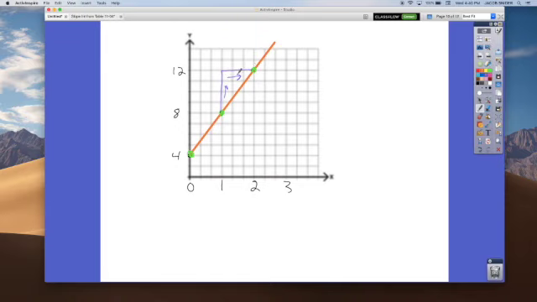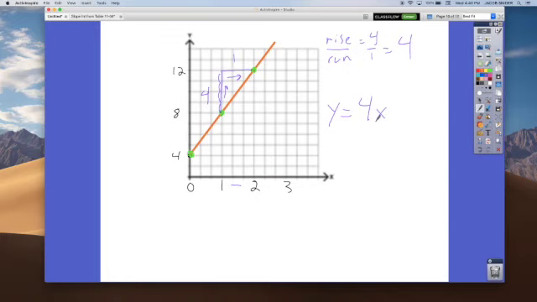Okay, how far is it from 8 to 12? This one actually is right. I went up 1, 2, 3, 4 lines. How far did I go over? From 1 to 2? I just went over 1. So that means my slope, right? My rise was 4. My run was 1. So my slope is 4. So I got y equals 4x.